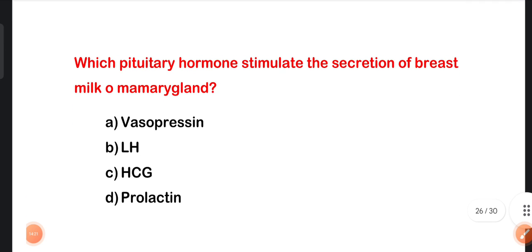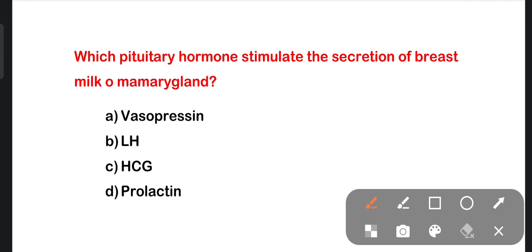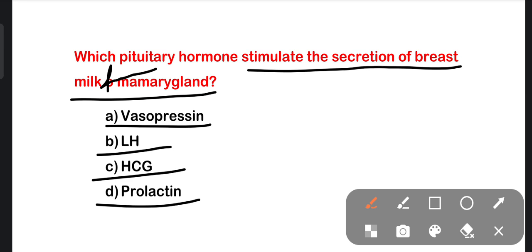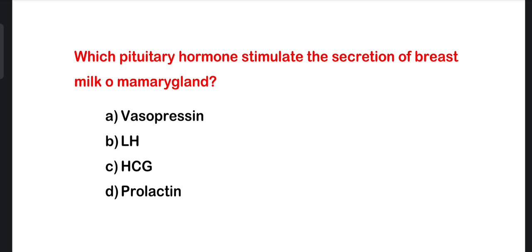So the next question is, which pituitary hormone stimulates the secretion of breast milk from the mammary gland? Options are vasopressin, luteinizing hormone, human chorionic gonadotropin, and prolactin. So the right answer is prolactin.